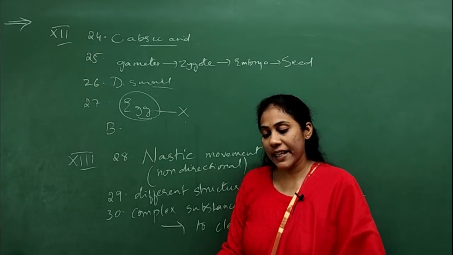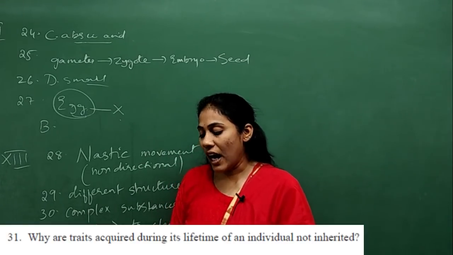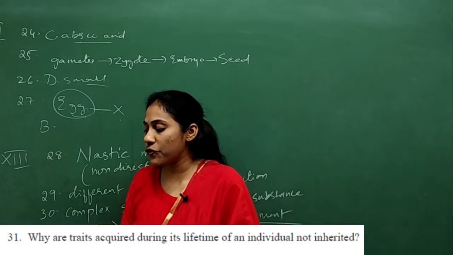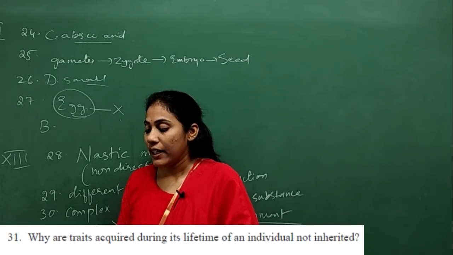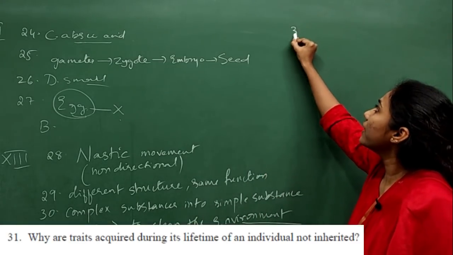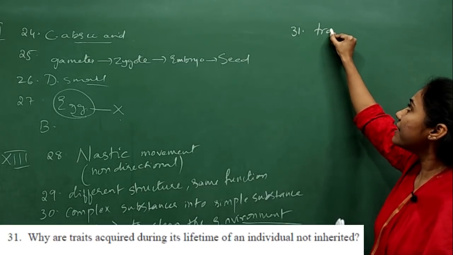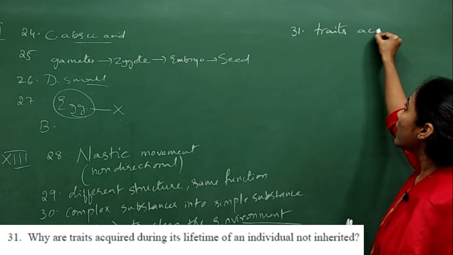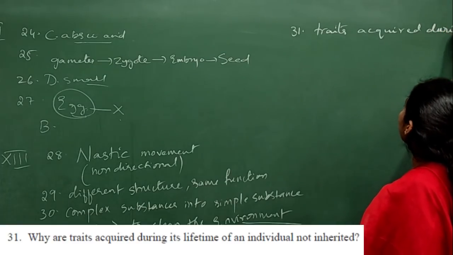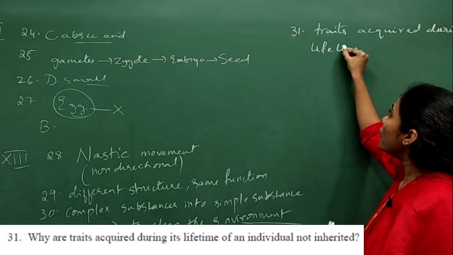Coming to the next question, question number 31. Why are traits acquired during the lifetime of an individual not inherited? Right. See, what do you mean by acquired traits here? Let me talk about the 31st question here. Traits acquired during lifetime are called acquired traits.